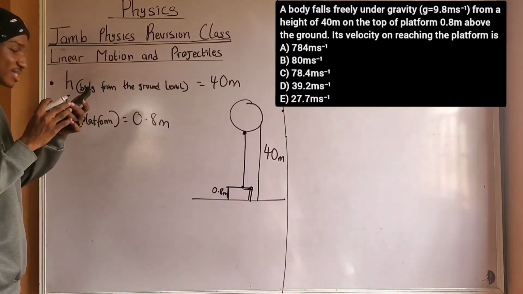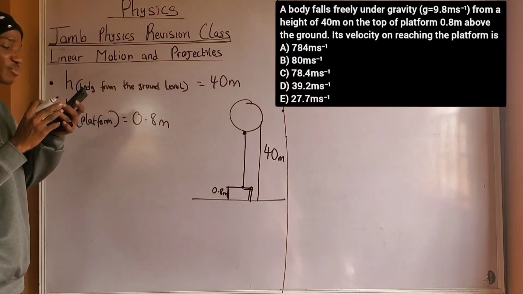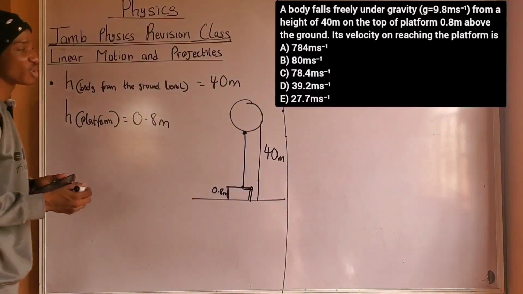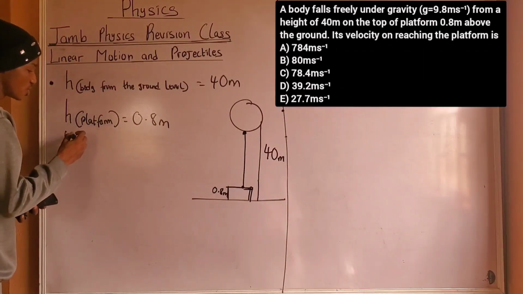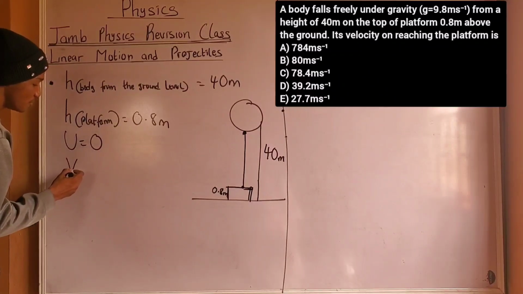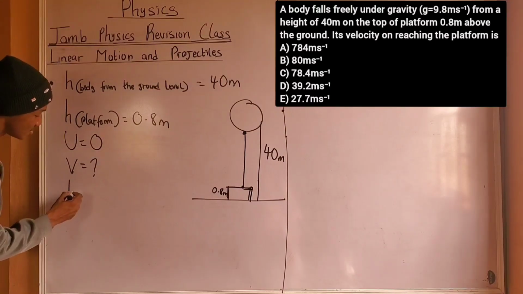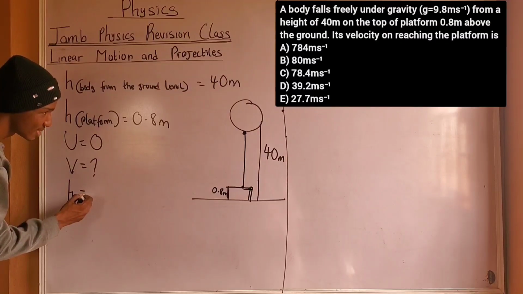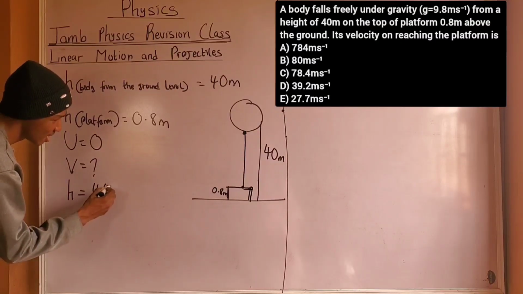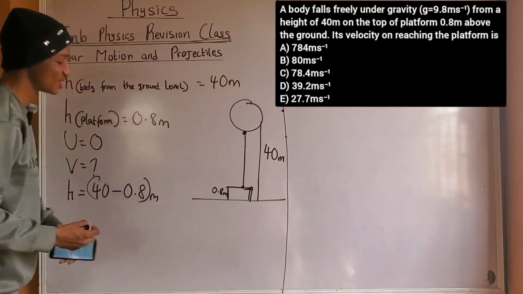We are asked to calculate the velocity on reaching the platform. Now, the initial velocity of the body is 0. So U equals 0. We are looking for V, which is the final velocity. Now, the height is equal to what? 40 minus 0.8 meter. This is what I'm talking about.